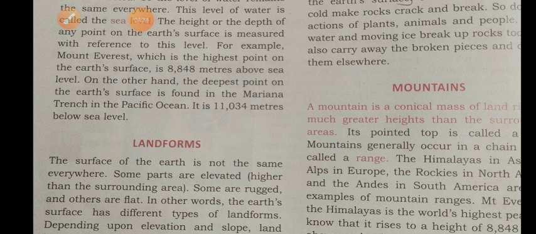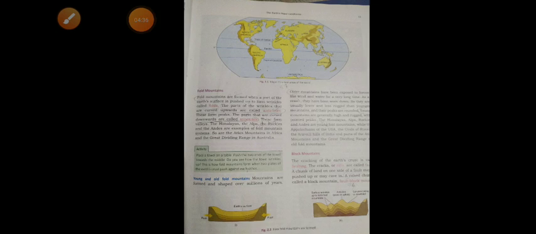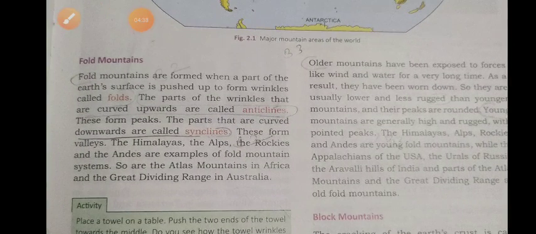And then we discussed about valleys. What are valleys? What is valley? A lowland between hills or mountains is called valley. What is the valley? A lowland between hills or mountains is called valley. Then next type of mountain, that is fold mountain. What is fold mountain? It is a mountain formed when a part of the earth's surface wrinkles up.